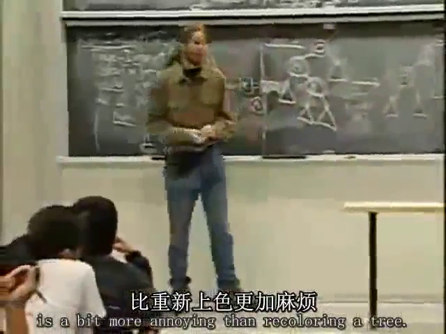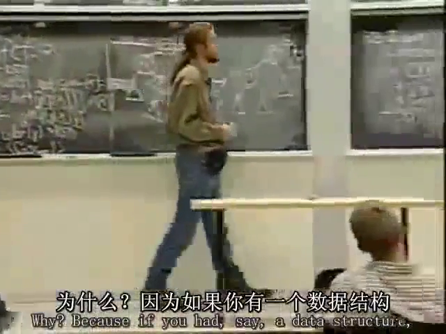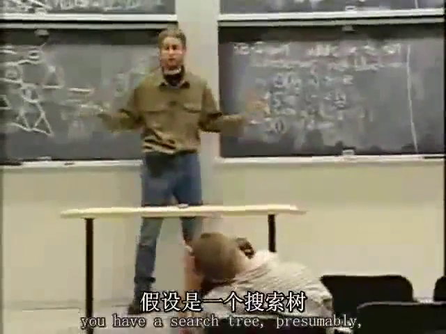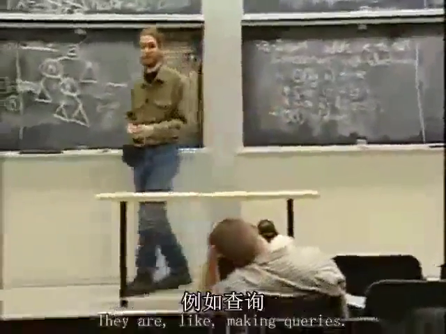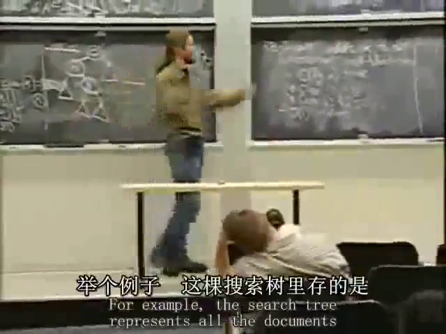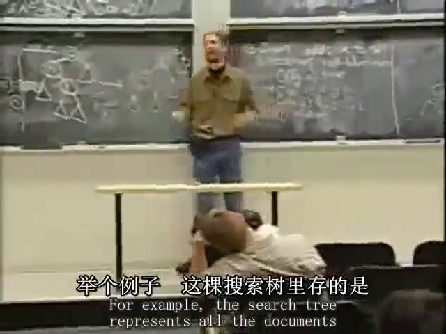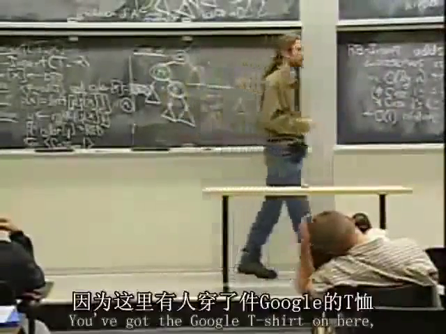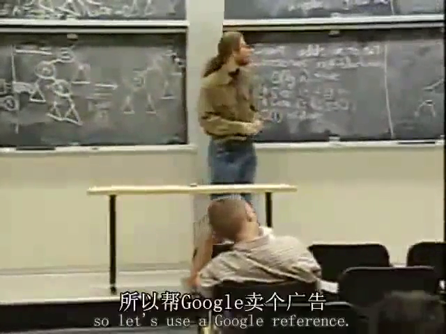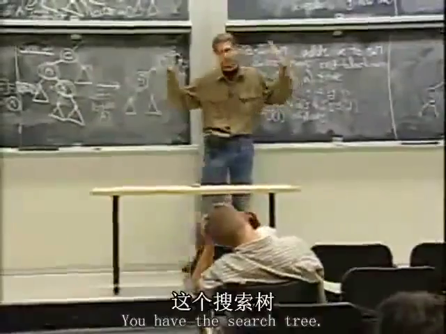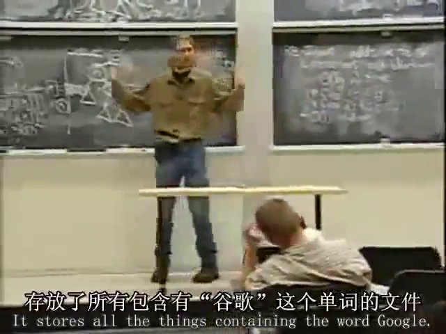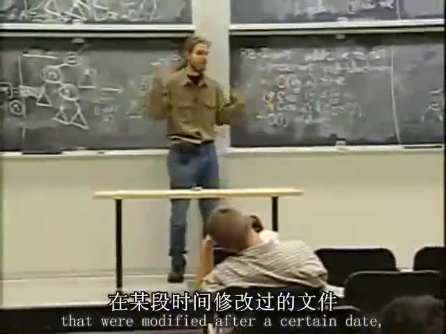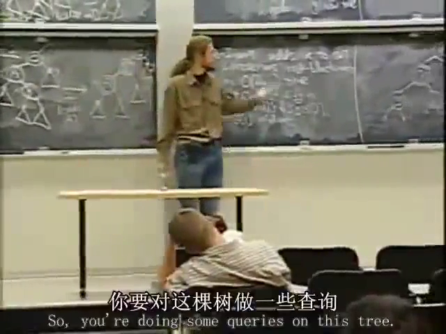recoloring a tree. Why? Because if you have, say, a data structure, you have a search tree. Presumably people are using this search tree for something. They're making queries. For example, this search tree represents, I don't know, all the documents matching the word computer in Google. Okay, you've got a Google T-shirt up here. So let's use a Google reference. You have this search tree, stores all the things containing the word Google. You'd like to search maybe for the ones that were modified after a certain date or whatever it is you want to do. So you're doing some queries on this tree.